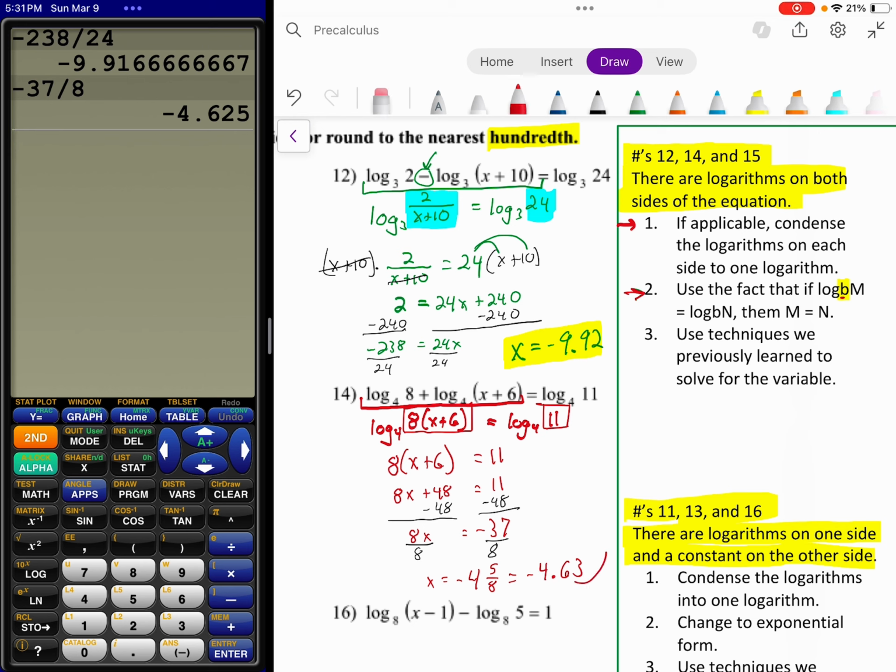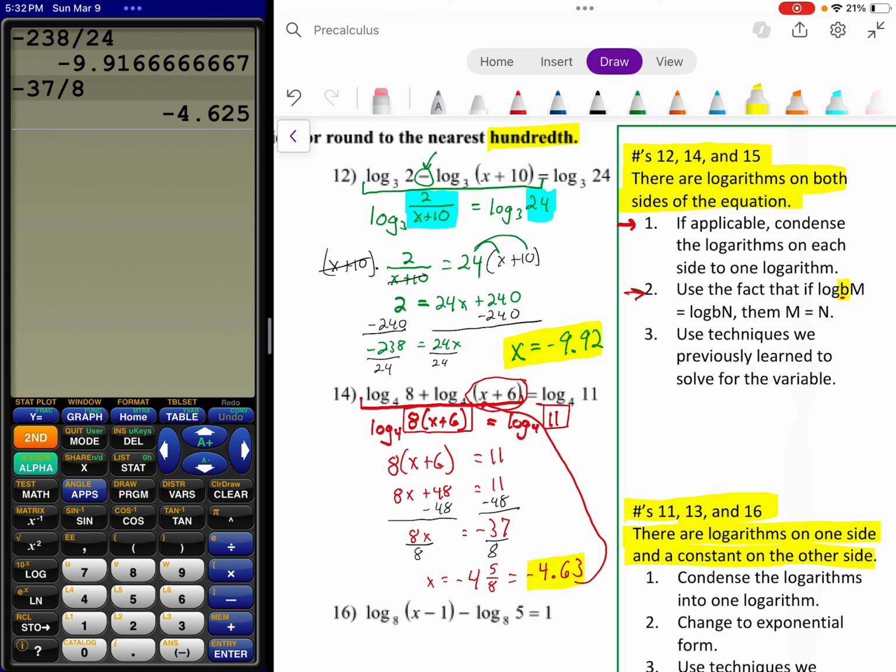And so if we plug this back in for x, we got x as a negative answer, but we plug it back in, this would be a positive. And so as long as we're taking the log of a positive, we are okay. So negative 4.63 is our answer.